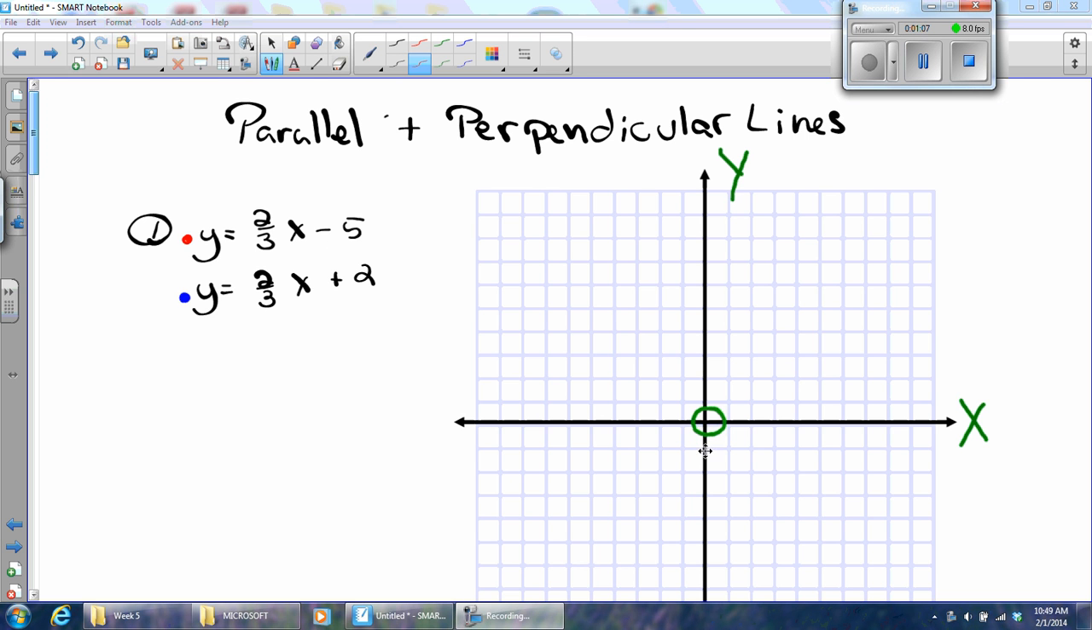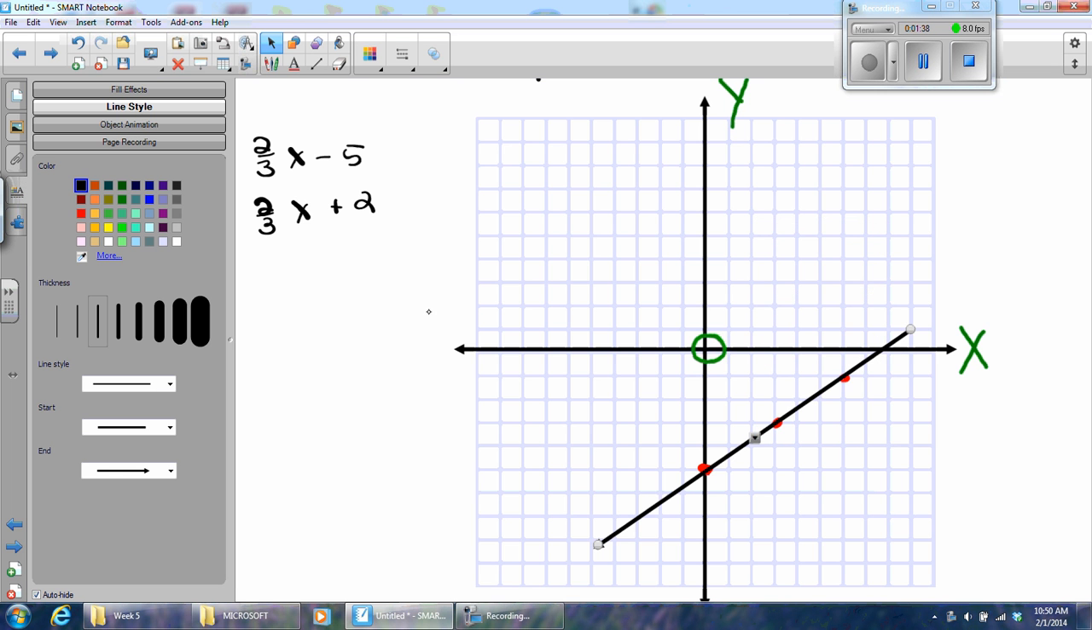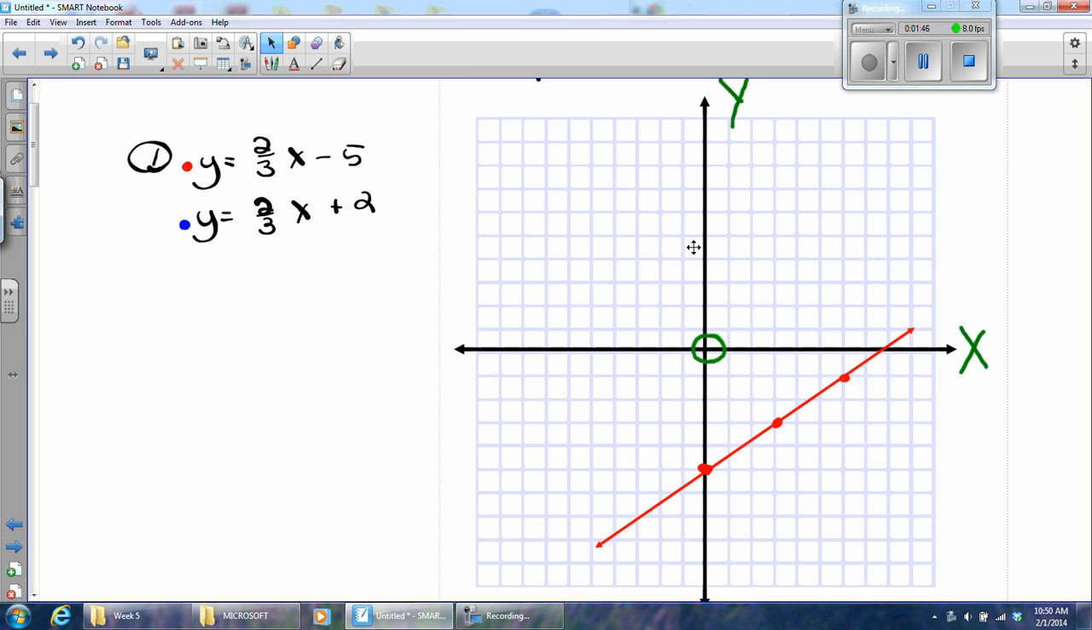Let's see, the y-intercept of the first one is -5, 3, 4, 5 right there. And the slope is rise 2, run 1. Rise 2, 1, 2, 3. Okay. And so I'm going to go ahead and graph that line. I found my lines. Okay, so there is my line, and I'll make it red and maybe a little bit thinner. There we go. That looks pretty decent.